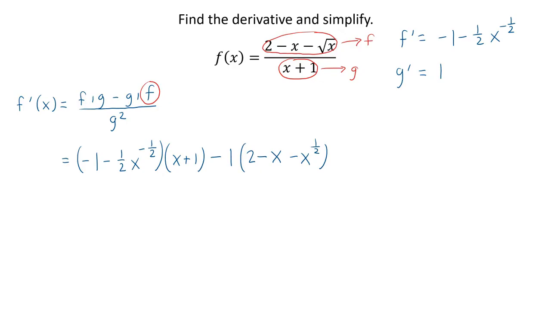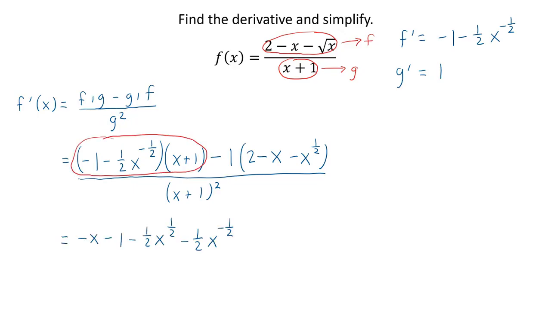Now you'll notice that I've rewritten square root of x as x to the 1/2. And we'll always do that when we're finding the derivative of a root function. It's easier to find the derivative of a root function writing that root in exponential form. Square root of x is the same thing as x to the 1/2. And all of that is over g squared. Now let's simplify the numerator.